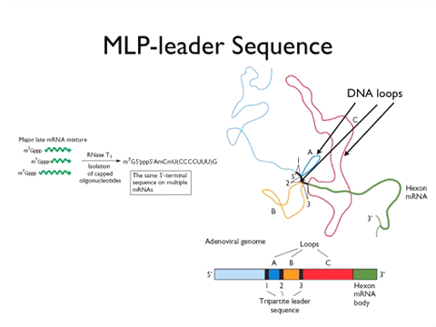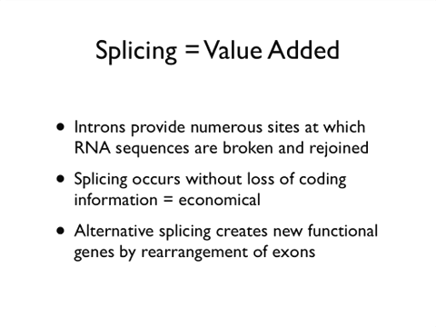So these were the first experiments that demonstrated that RNA was spliced. And they were critical to our understanding of how viruses use genomic information to conserve genomic information to make proteins. So splicing is value added. Introns provide numerous sites at which RNA sequences are broken and rejoined.